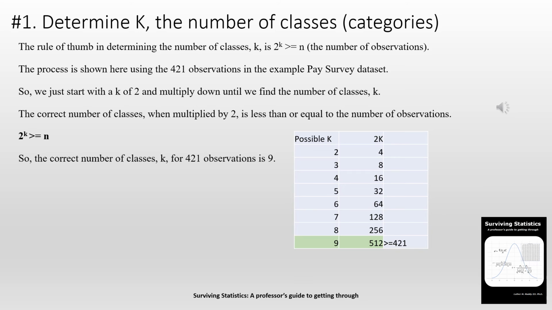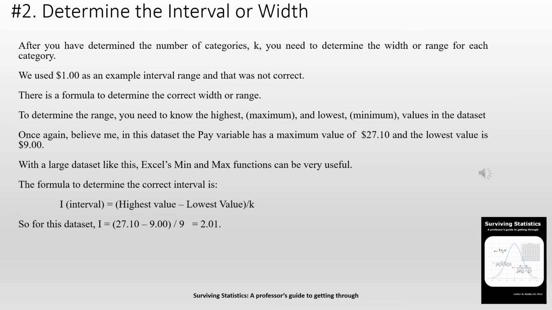The next step, and we'll see that in just a second, is to determine how wide, or the width, or the interval of those classes. Okay, after we've determined the number of categories or classes, the next thing is to determine the width. Now, in my example that I started with just guessing, I ended up with a width of $1, and that really wasn't correct because I ended up with way too many classes, way too many categories. The formula that we use is actually very, very simple.